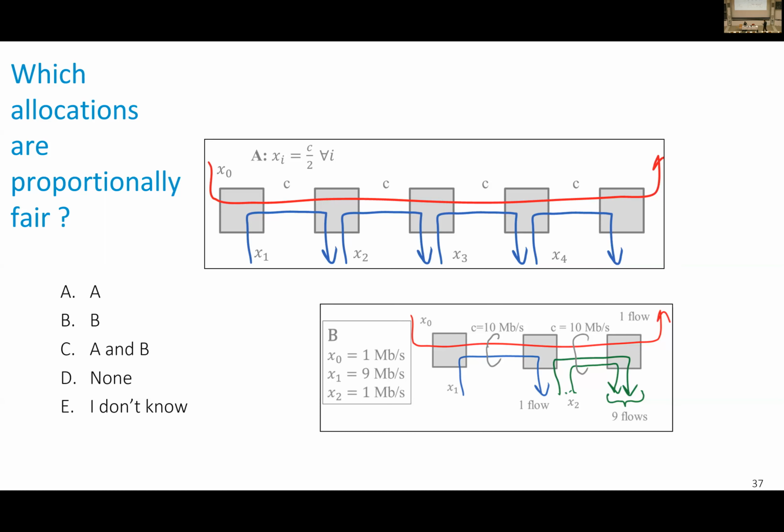So there is almost a tie between B and D. Well, this is a bit more complicated, so let's look at it in detail. The correct answer is D. None of the two is proportionally fair.